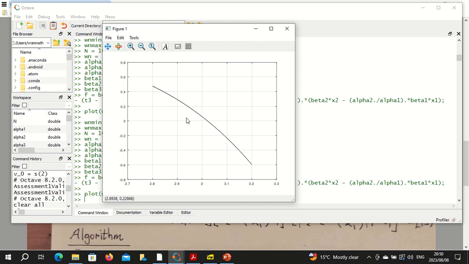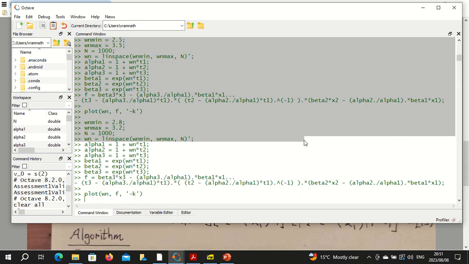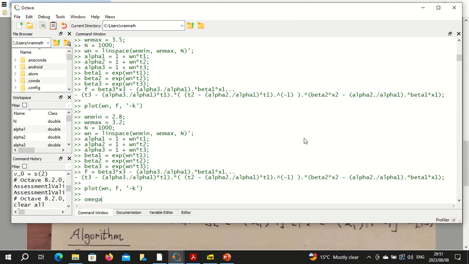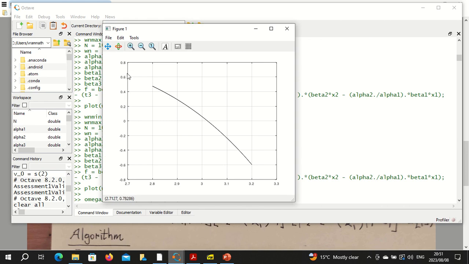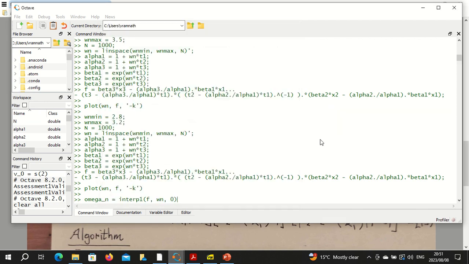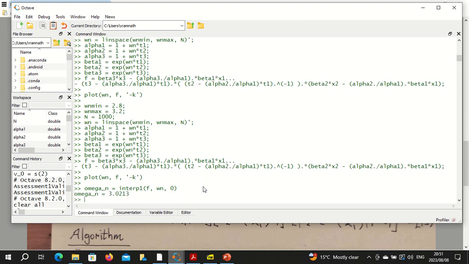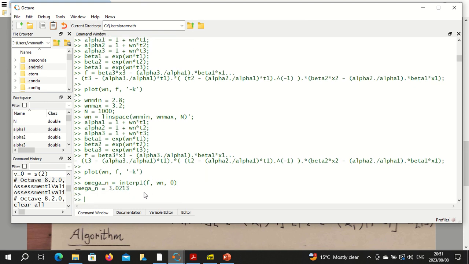I'm just going to interpolate. So usually you interpolate an x against a y, but we want to interpolate where it is 0. So we'll interpolate with the y against the x. So we will say omega n is equal to interpolate 1, f, wn at 0. So we're interpolating with the f values against the omega n values, where the f is 0, and that is basically searching for the root. That's our answer for omega n.